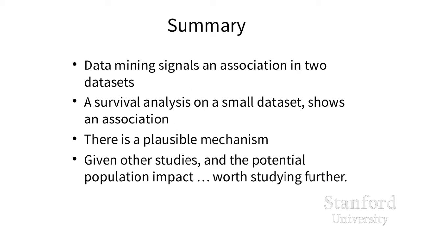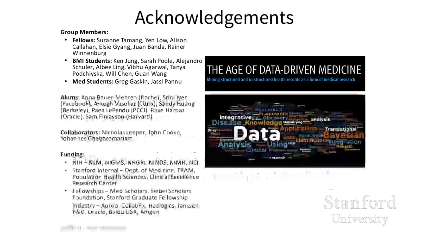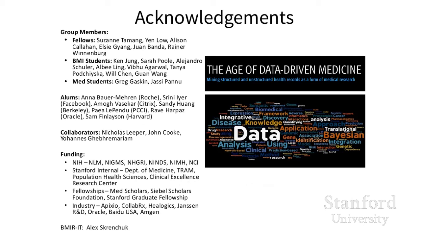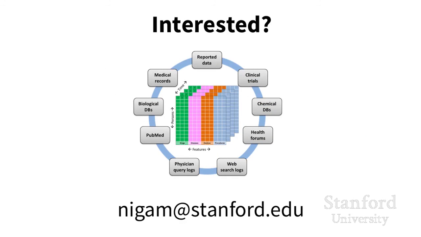And so that's sort of all I had in terms of the 2 examples, and this takes a lot of people to do this kind of research. So my group is about 16, 17 people, keeps fluctuating. The collaborators I mentioned, Nicholas Leeper, John Cook, and Johannes, who did the experimental work, and funding from lots of different sources, NIH, fellowships, industry funding as well, that keeps our group and the research going. So that's the acknowledgements, and I'll end here.